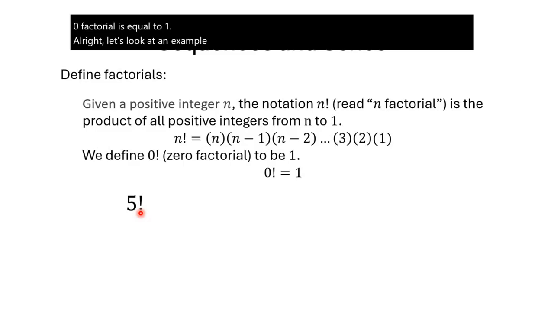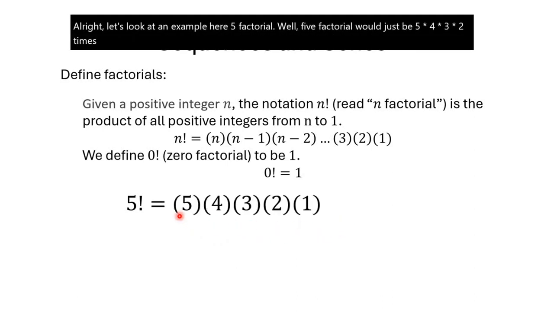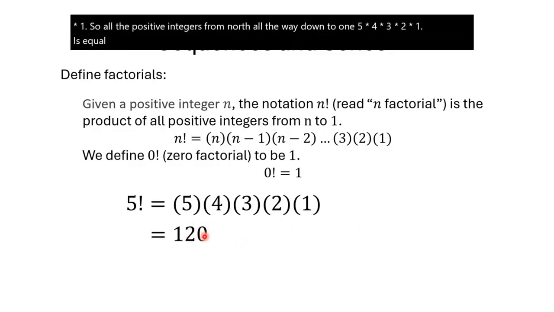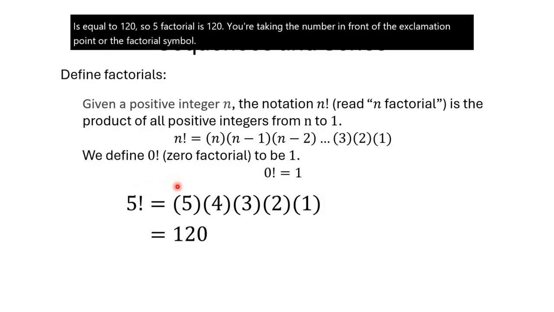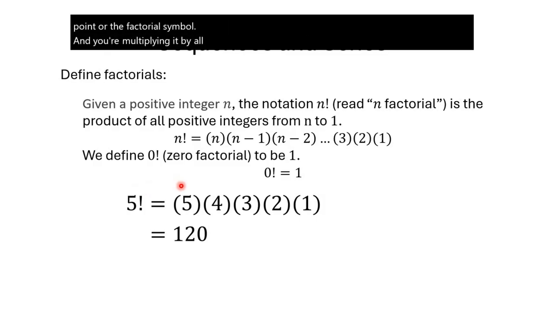5 factorial would just be 5 times 4 times 3 times 2 times 1. So all the positive integers from n all the way down to 1. 5 times 4 times 3 times 2 times 1 is equal to 120. So 5 factorial is 120. You're taking the number in front of the exclamation point, or the factorial symbol, and you're multiplying it by all the positive integers from that number all the way down to 1.